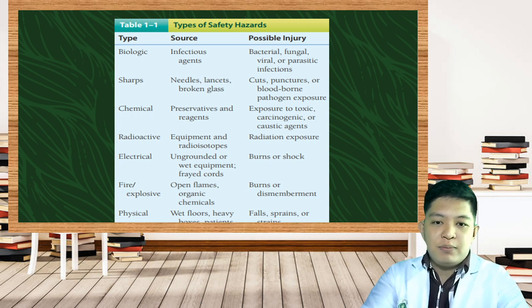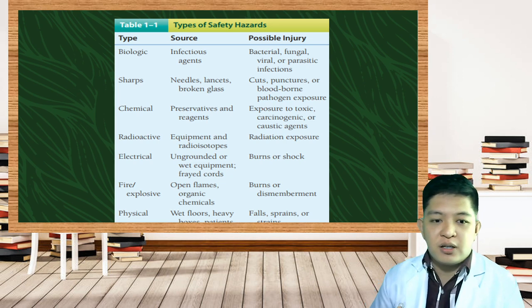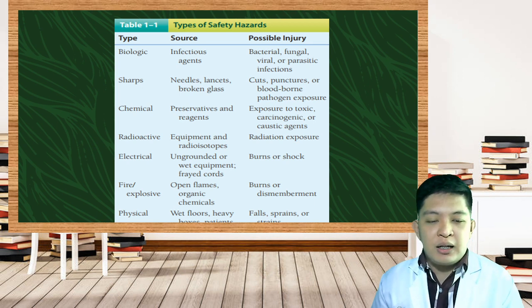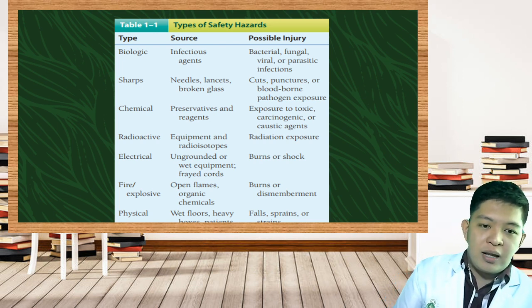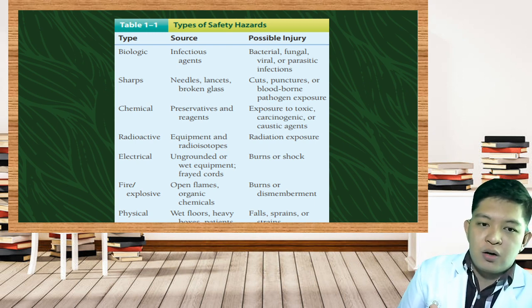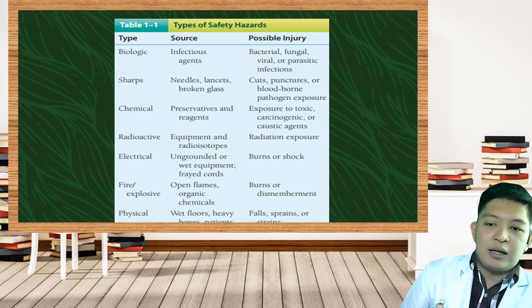Now, aside from that, what are the other hazards that can be seen in the laboratory? Now we have here the sharps. Remember that you are not only working in the clinical chemistry laboratory, but you will also be exposed to the phlebotomy area wherein you will have your lancet and your needle. Aside from biologic hazards, we have sharps as one type of hazard in the clinical laboratory.